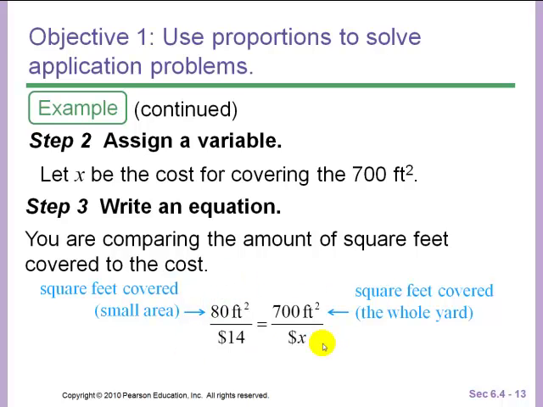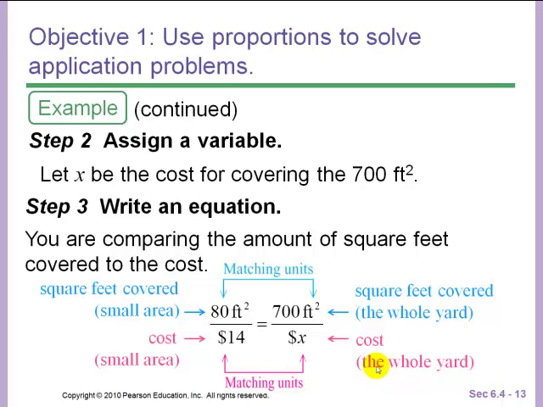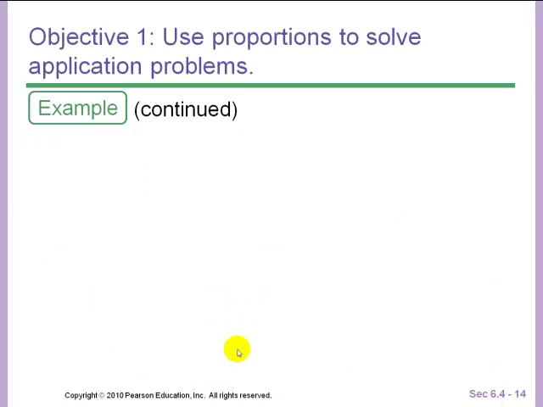On the right, I have the whole yard. And then my denominators are the cost. Again, on the left, it's the cost for that smaller area. On the right would be the cost for the whole yard. Notice how I have matching units in the numerator and matching units in the denominator. This time I included the units because they were different, since we're working with rates.